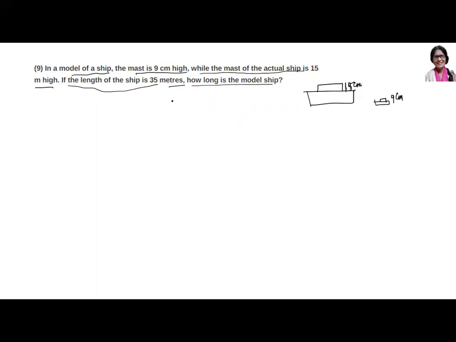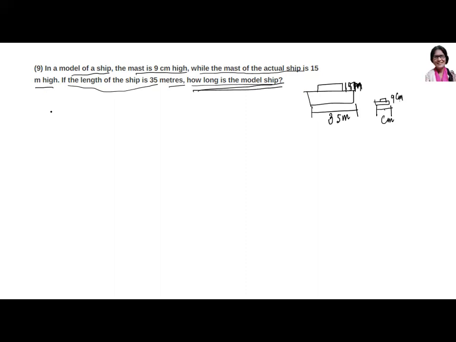The length of the ship is 35 meter. Note that the mast is in meter and the model is in centimeter. The question is, how long will the model ship be? What is the length? It should be in centimeter only. So we can take the length of the model ship as X centimeter.